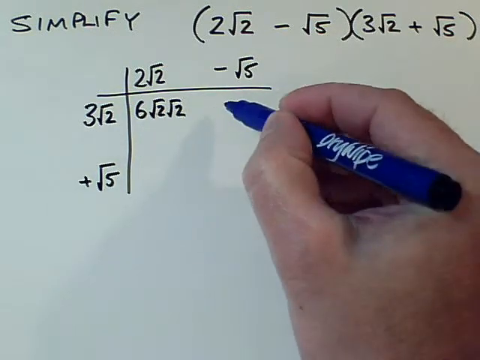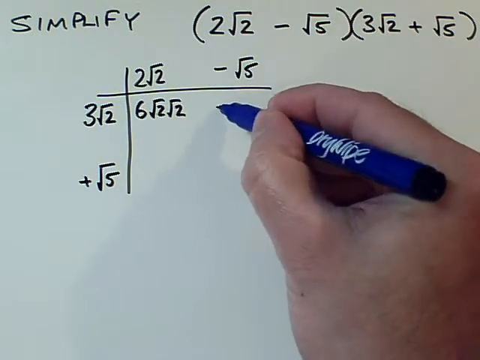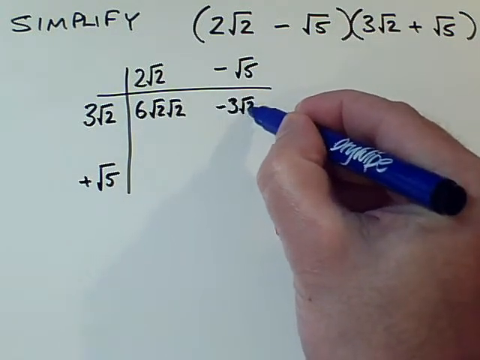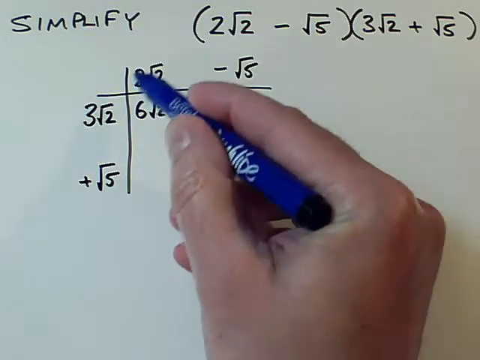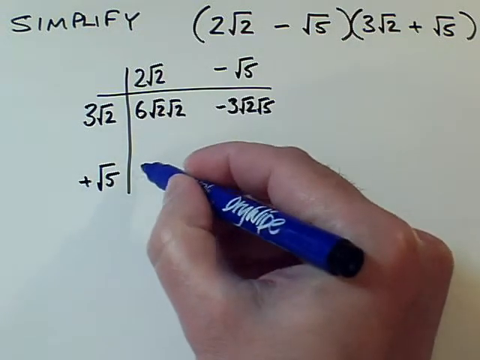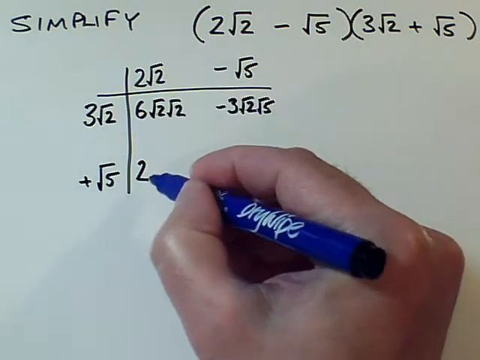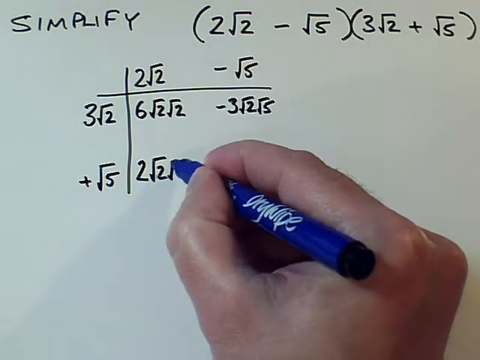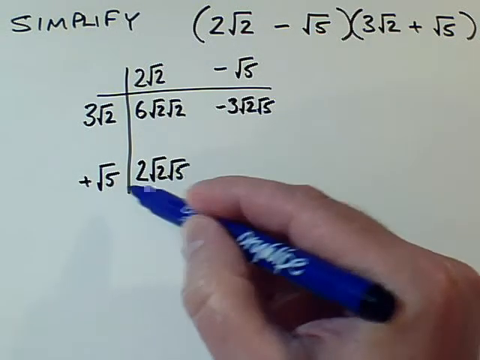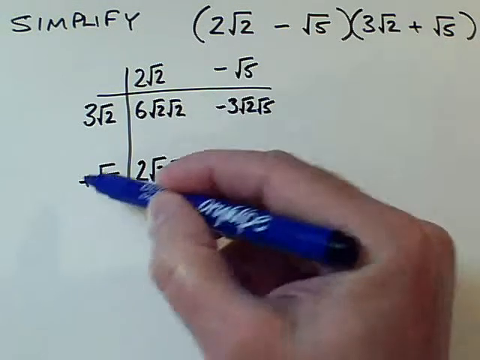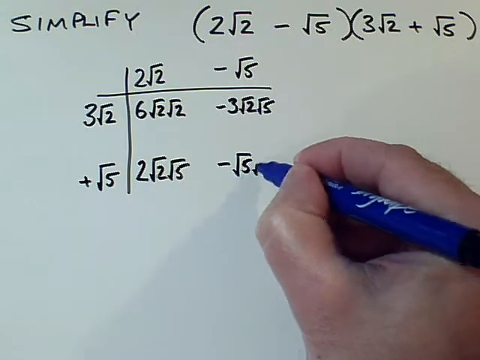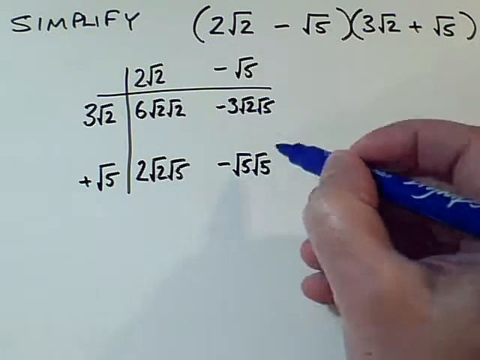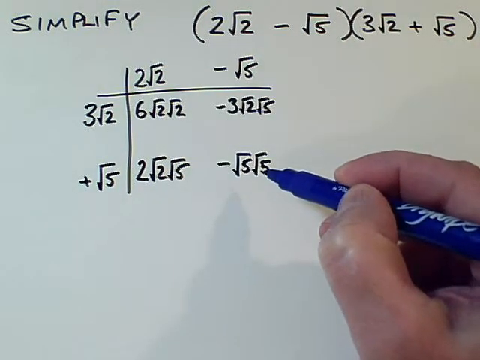In the next one I've got a 3 times a minus 1 is a minus 3, and then I've got a root 2 times a root 5. In this corner I've got 1 times 2 is 2, and I've got a root 2 times a root 5. And then in this corner I've got a minus times a plus is a minus, and then I've got root 5 times itself. But all of these things simplify.